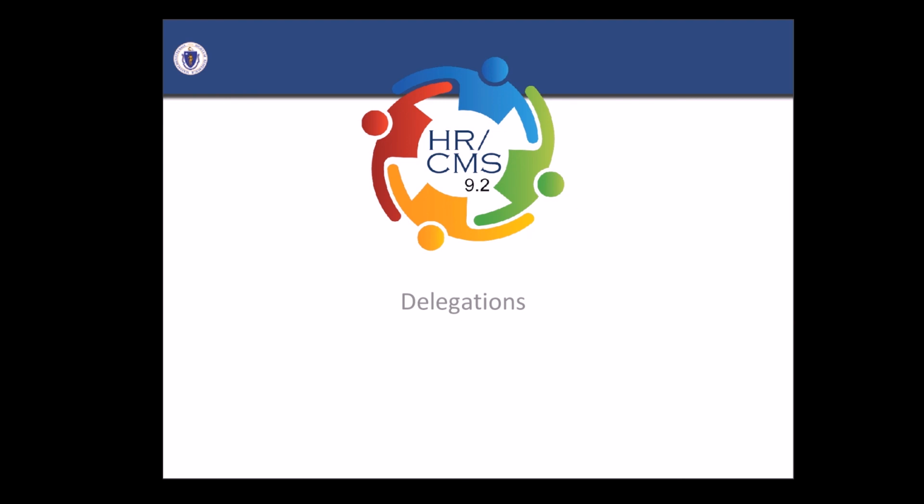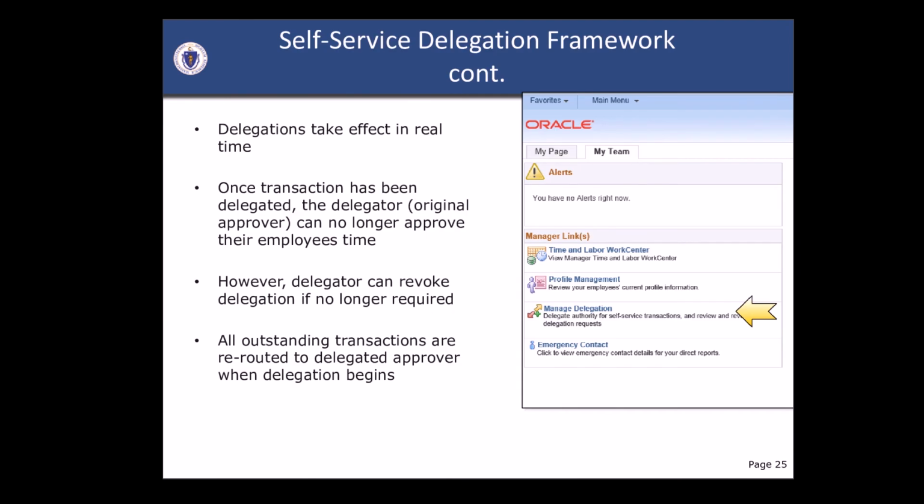What's nice is the system is interactive. As soon as you initiate a delegation, it will email the person you are hoping to delegate to, and it is up to them to either accept or reject it. Delegations generally take effect in real time. Once you have delegated your transactions, the original approver can no longer approve their employees' time. If you thought you were going on vacation and then for some reason you don't, maybe there's a giant snowstorm and you can't leave Logan, which has happened, you come back to the office and you can always revoke your delegation. Revoking, I think, is just about 2 clicks.